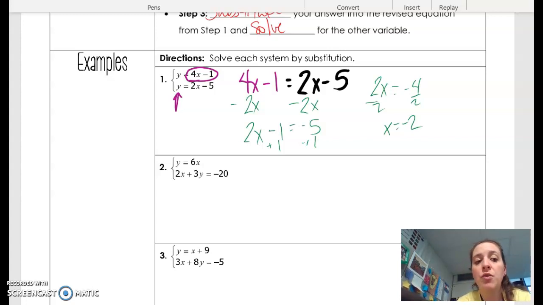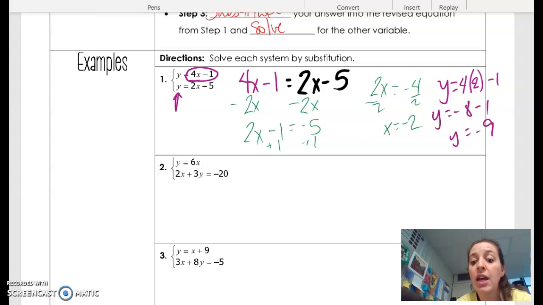So I'm going to go ahead and do that top equation. So I have y equals 4, and I always use parentheses when I substitute, that negative 2, minus 1. So y equals negative 8 minus 1, so y equals that negative 9. So to write my final answer, I'm going to go ahead and use my coordinate point and have my x as negative 2 and my y was negative 9.